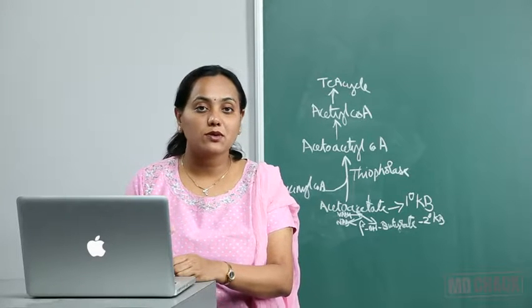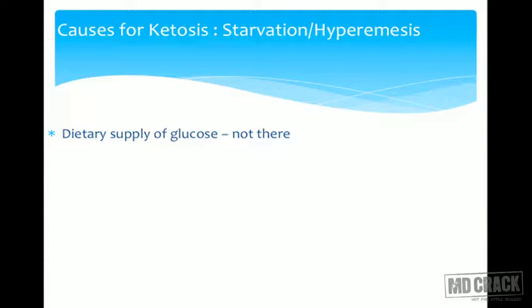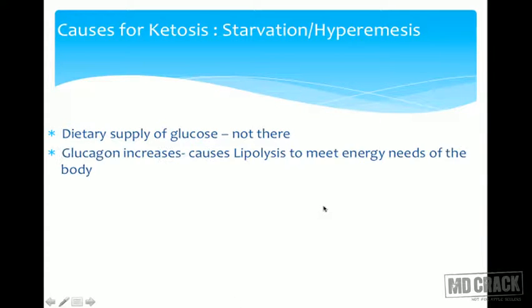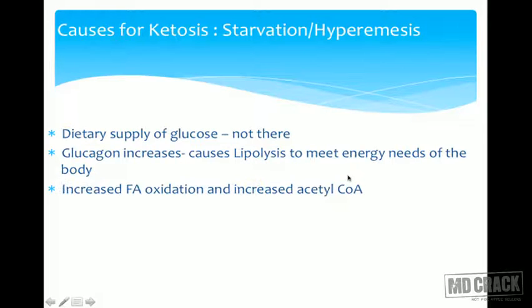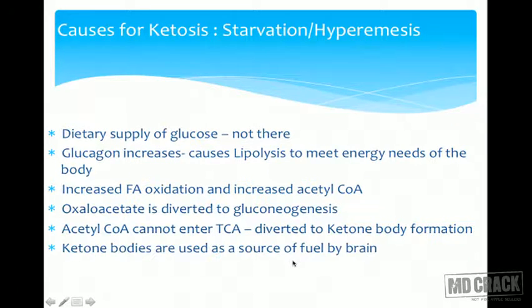Remember, whenever blood glucose levels are low, glucagon is high. So what does it do? Dietary supply of glucose is not there. Glucagon causes lipolysis to meet the energy needs of the body. So there is increased fatty acid oxidation, increased acetyl-CoA. Oxaloacetate is diverted to gluconeogenesis. Acetyl-CoA cannot enter the TCA cycle and is diverted to ketone bodies. And ketone bodies are used as a source of fuel by the brain.